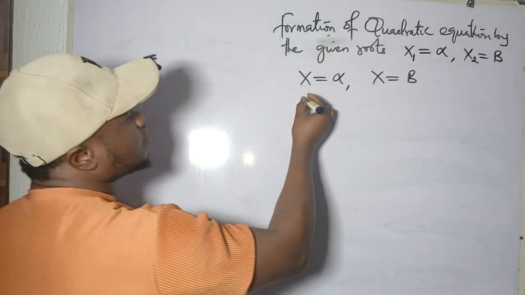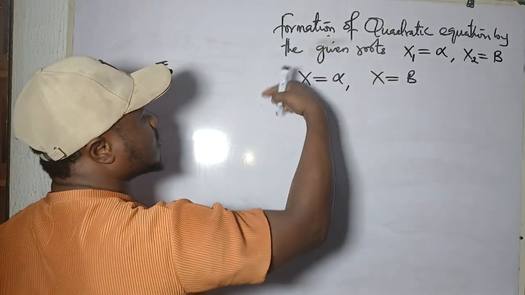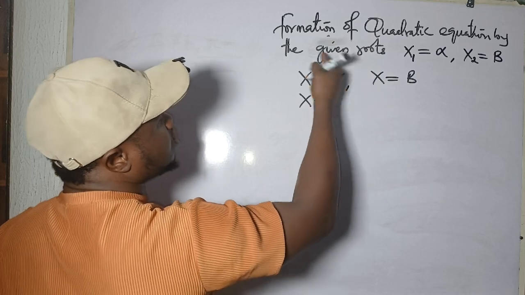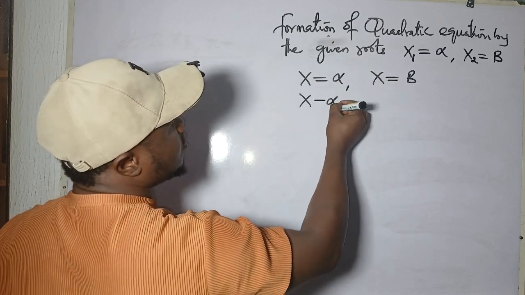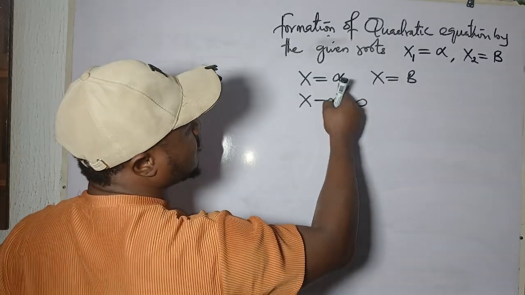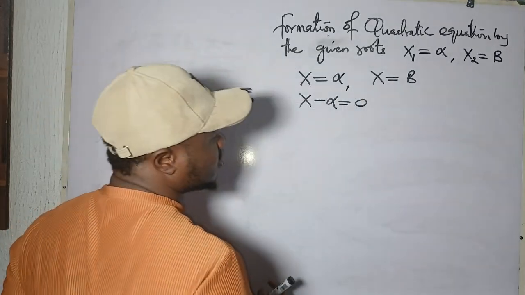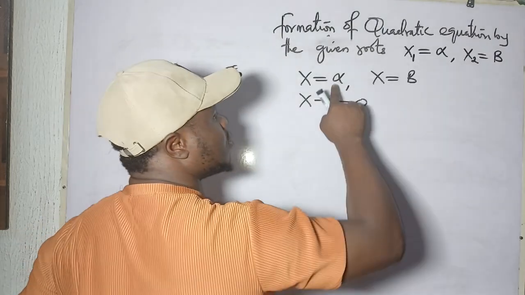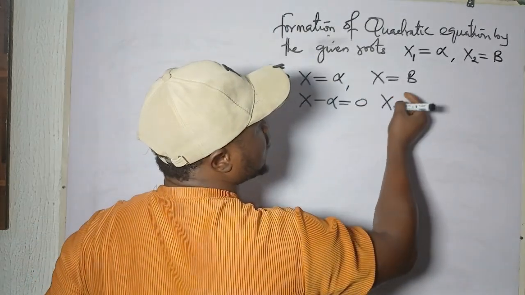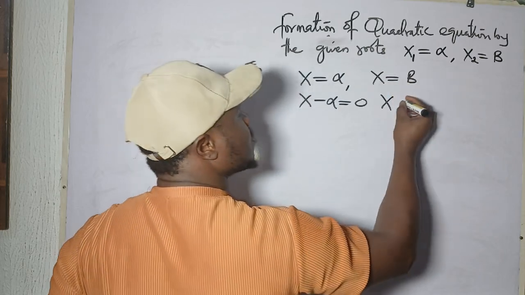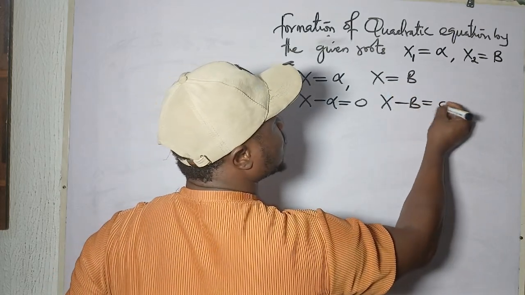Now, what I'm going to do is bring this to the other side. By crossing to this side, we are going to have x minus alpha equal to 0. Nothing is here again because this has crossed to the other side. So the second value of x is this. Crossing to the other side, we are going to have x minus beta equal to 0.